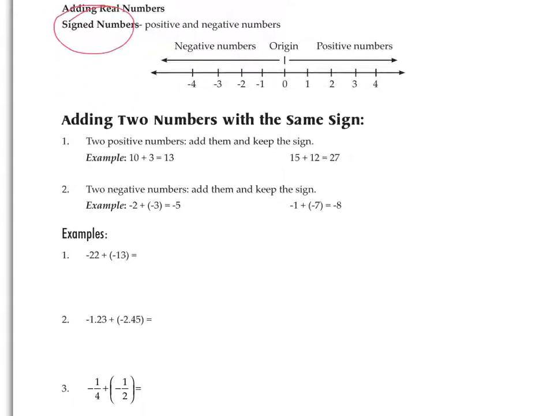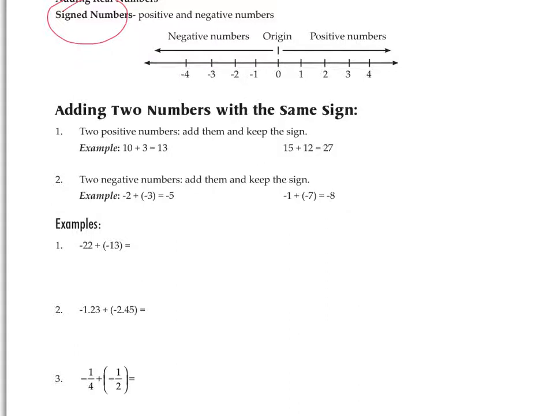So we're going to add two numbers with the same sign. This is the same thing you learned in grammar school. 10 plus 3 is still 13. That's positive 10 plus positive 3. Positive 15 plus positive 12 equals 27.